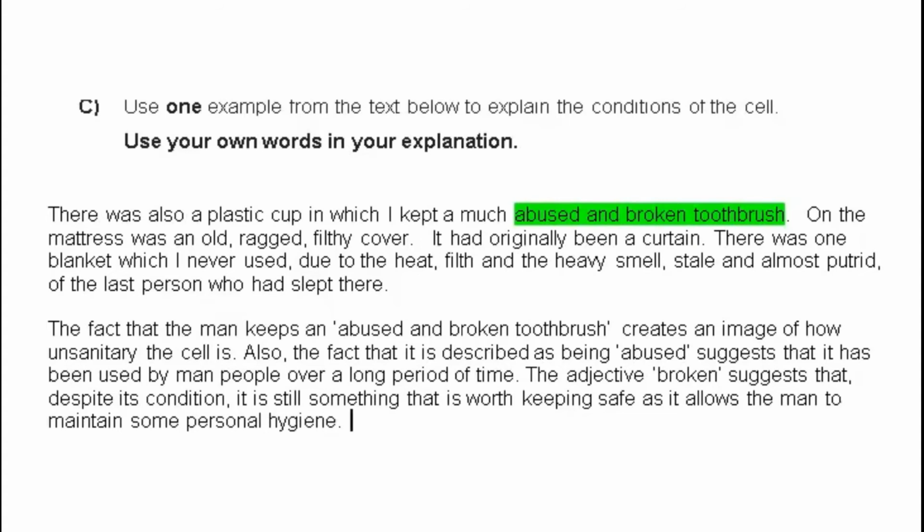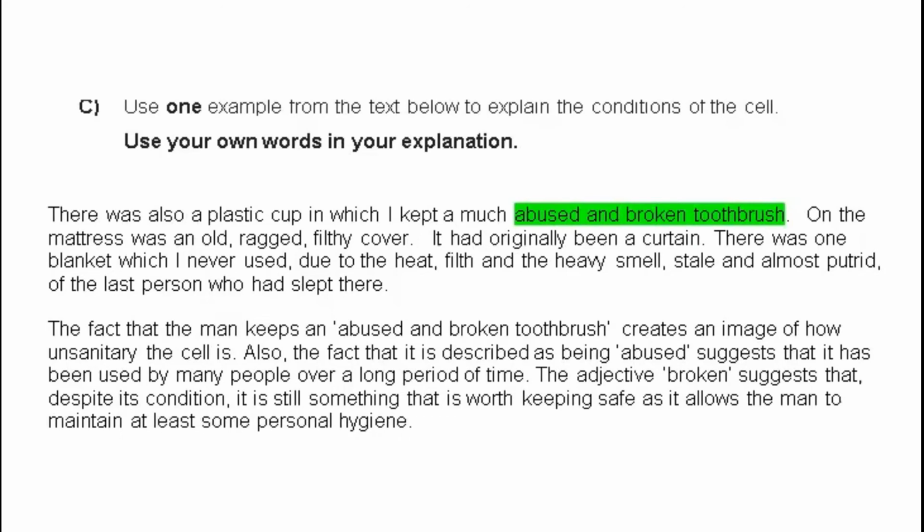Let's just read that again. The fact that the man keeps an abused and broken toothbrush creates an image of how unsanitary the cell is. Also, the fact that it is described as being abused suggests that it has been used by many people over a long period of time. Apologies for the typos, guys, I am quite tired. It's 11:20. The adjective broken suggests that, despite its condition, it is still something that is worth keeping safe as it allows the man to maintain at least some personal hygiene.